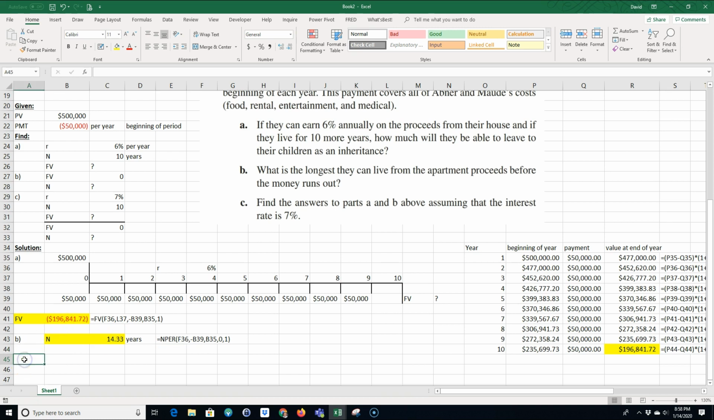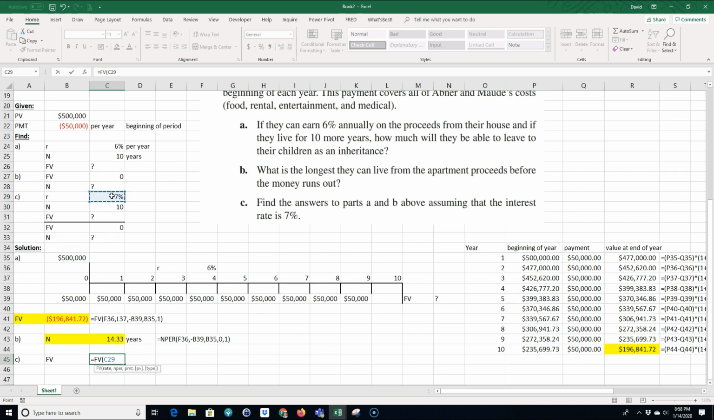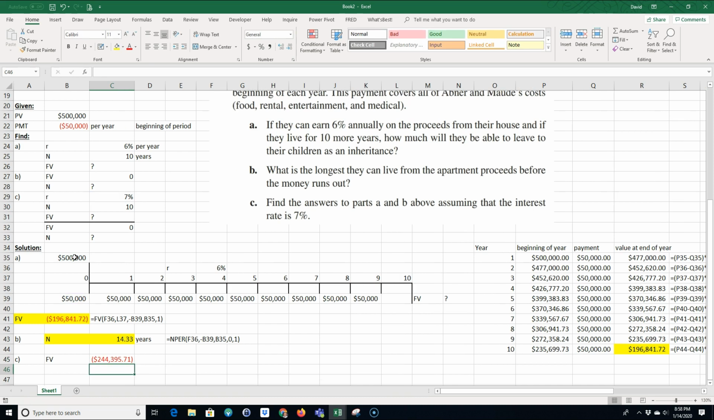Okay. For part C, we can put the future value. Well, that's going to be equal to the future value. The rate now is 7%, right? Number of periods is still 10 years. Payment is still a negative 50,000. Present value is 500,000. Type is 1. So for part C, the answer would be that.